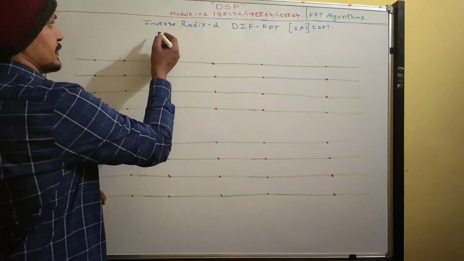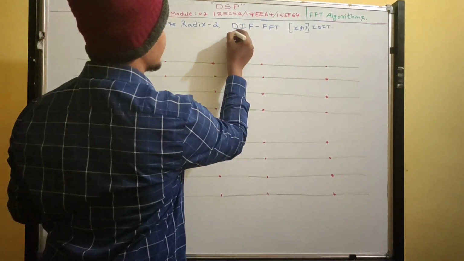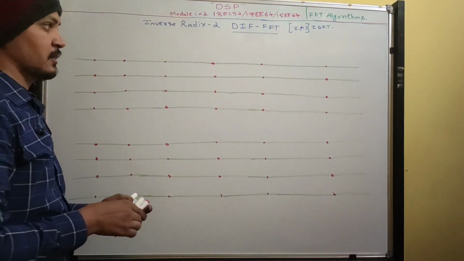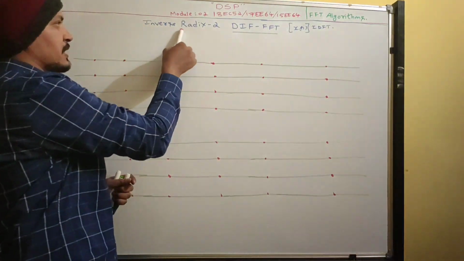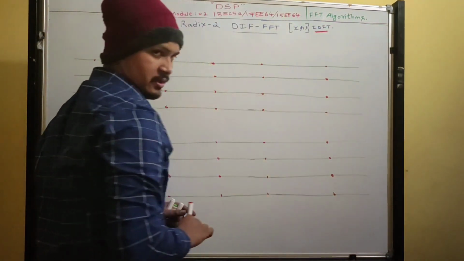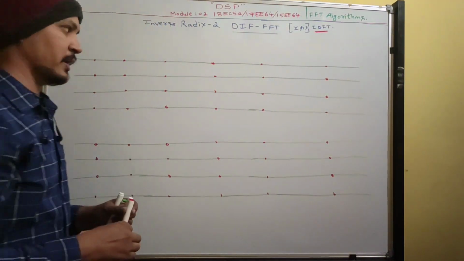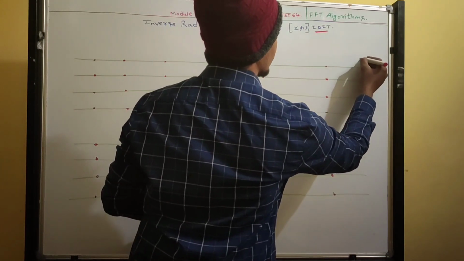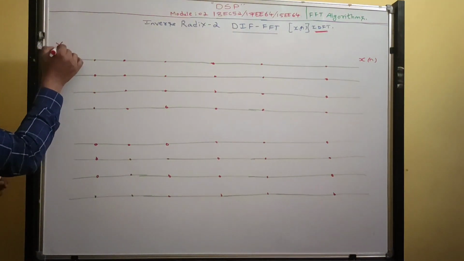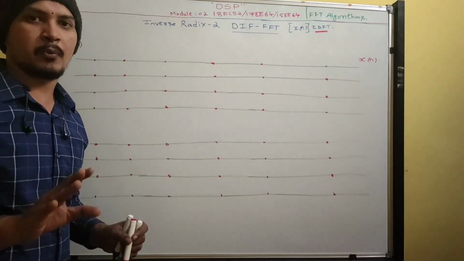Okay, dear students, next topic is inverse radix 2 decimation in frequency. Whenever I say inverse radix, it means we are going to compute the IDFT. So what is written? x of n is nothing but the output. In IDFT, the output is x of n. Then what will be the input? X of k. Again I am writing for 8 point.